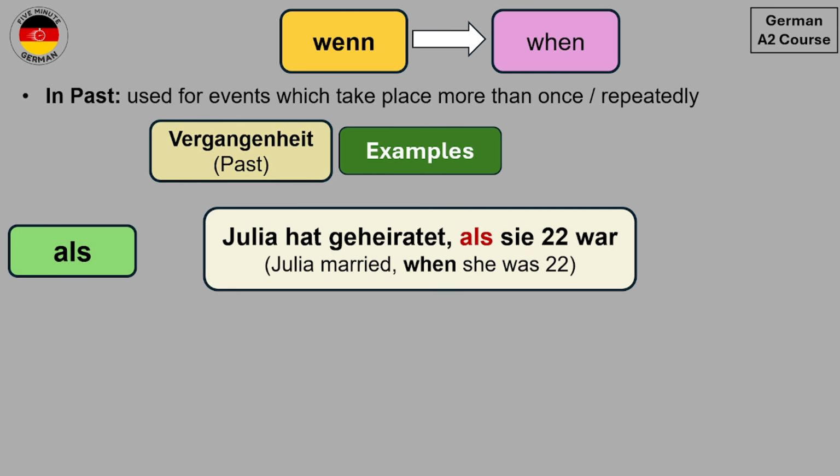Julia hat geheiratet, als sie 22 war. So this was a one-time event. That's why we used als.